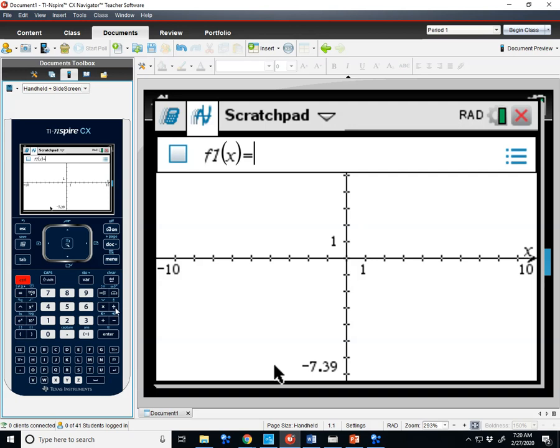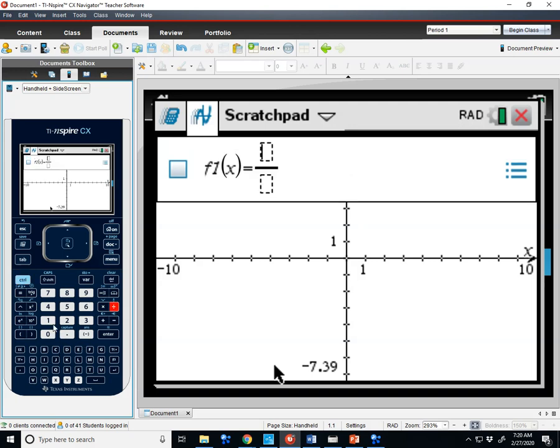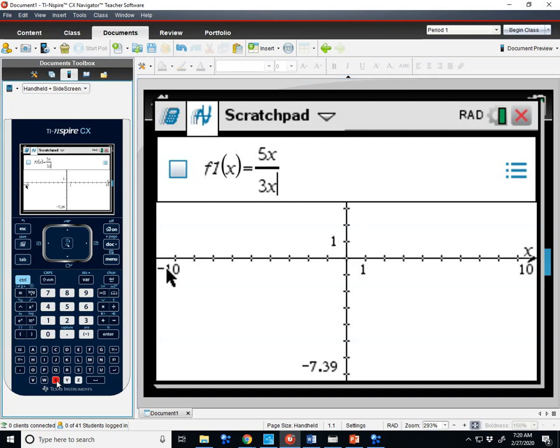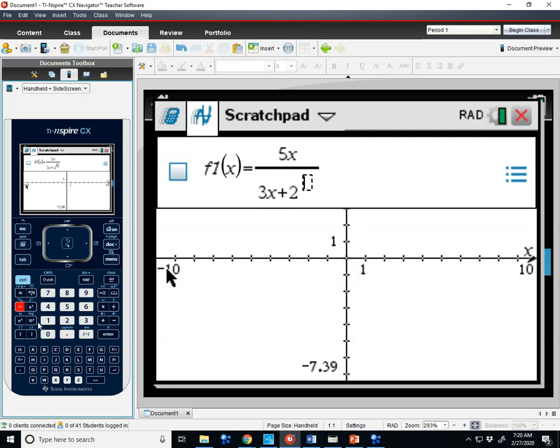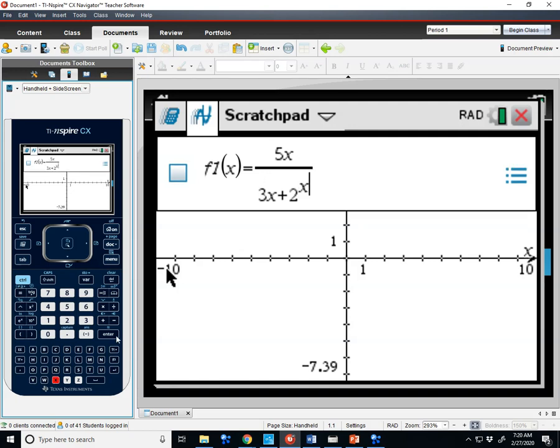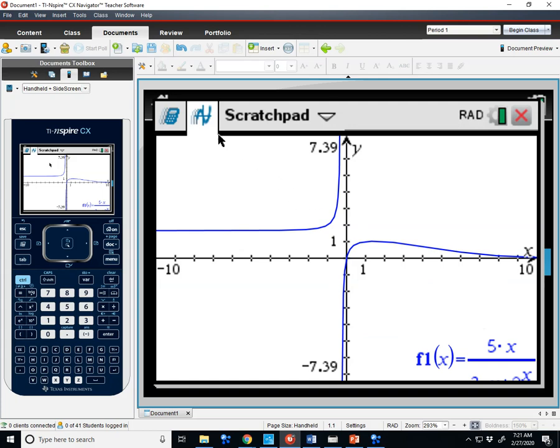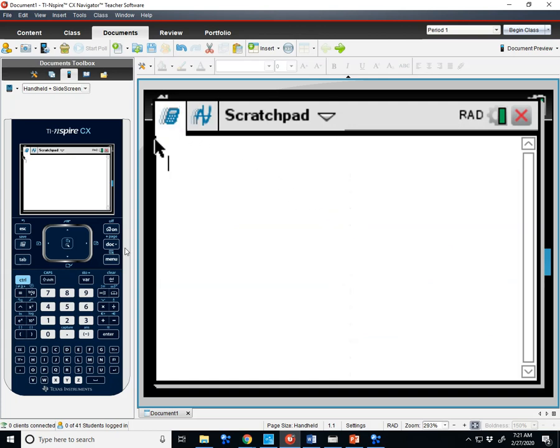Okay. Control divide. And we've got 5x. Okay. And then 3x plus, and this is one I haven't taught you how to do derivatives or integrals on, the exponentials, so compare 2x. You don't really see it that often. All right, and enter. Okay, let's look here.